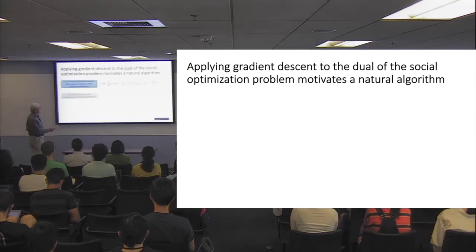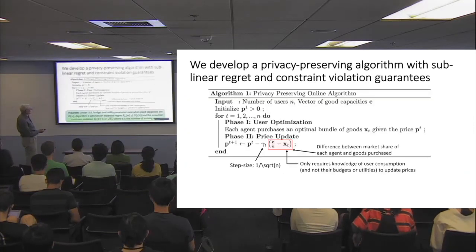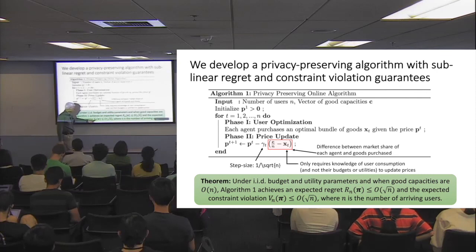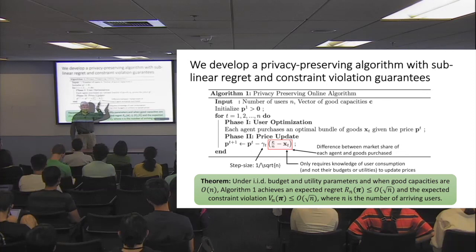You can prove this. Again, you have a square root n gap. The violation is also square root n. You initially have n, but your violation is only square root n. So the ratio decreases at 1 over square root n again.